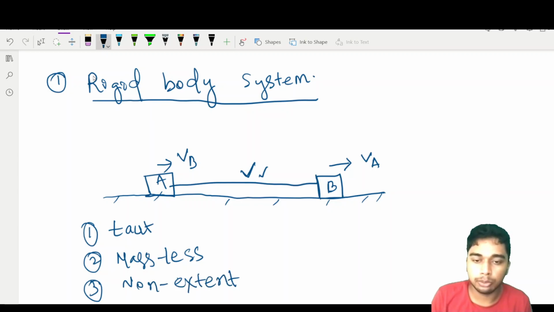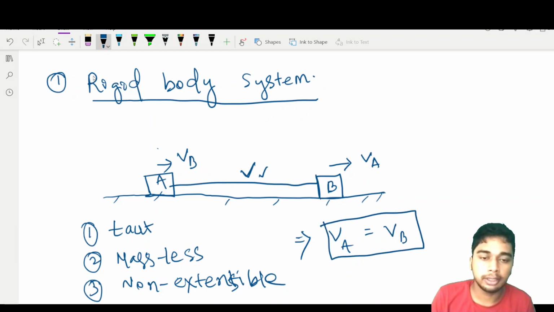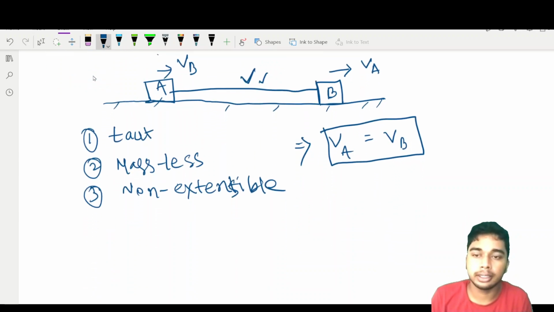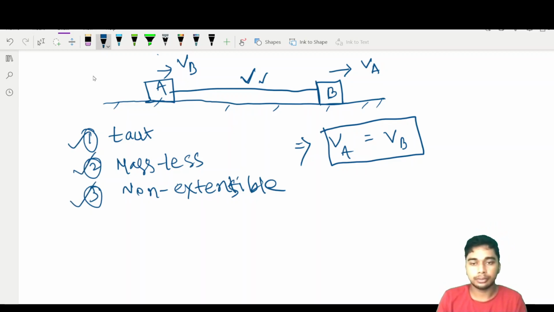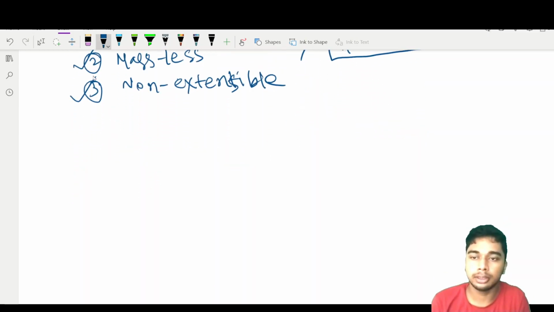So in this case, what will happen? If I observe, I will see that VA must be VB. This condition must be satisfied if the connecting wire satisfies all the three conditions. So let's take a problem. Let's take an example.